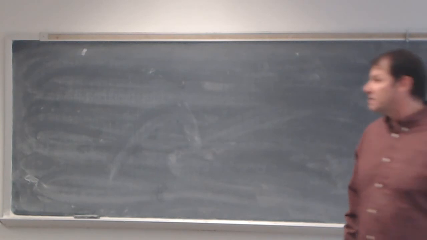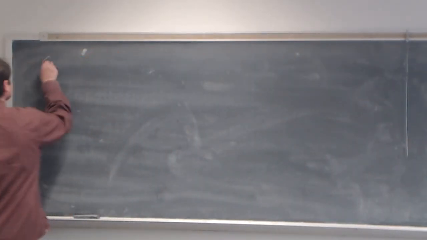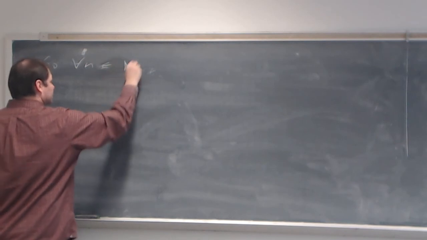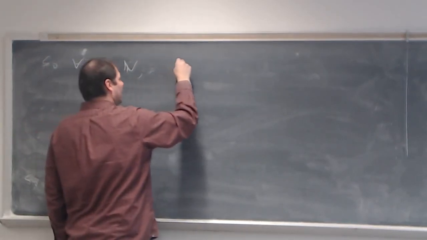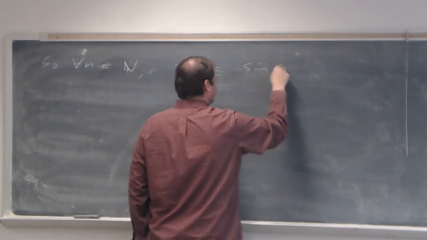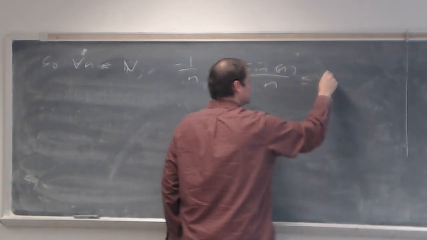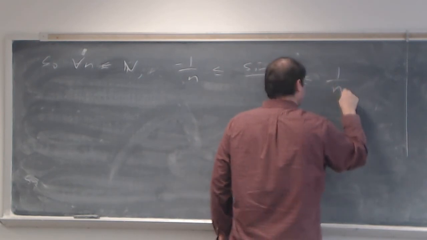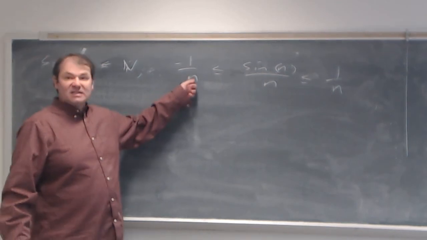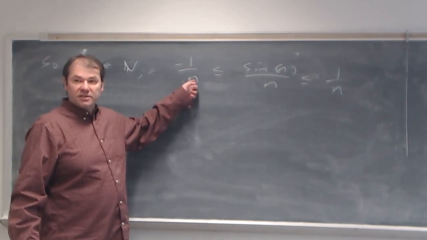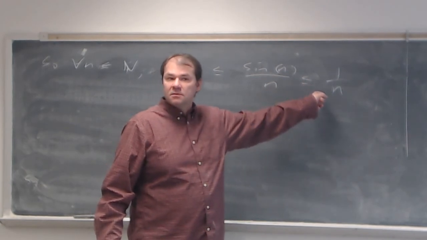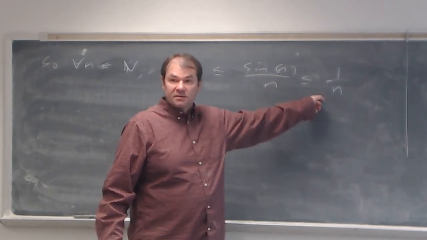So, from the previous inequality, for all n an element of the natural numbers, negative 1 over n is less than or equal to sine of n over n, which is less than or equal to 1 over n. Okay? So this is like my x sub n from my squeeze theorem. This is my y sub n, and here is my z sub n. Is that okay?